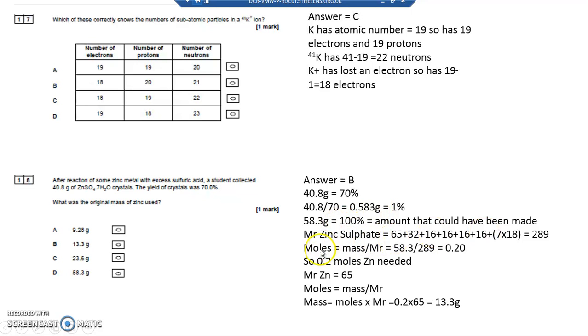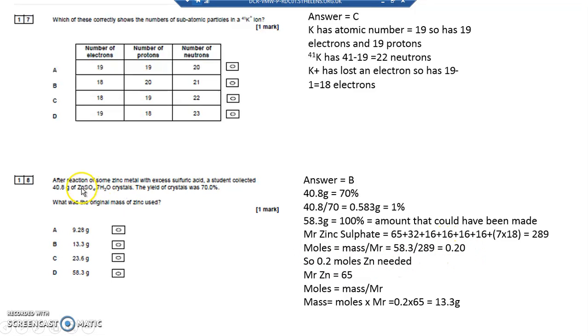I've got the Mr, so moles is mass divided by Mr. So the number of moles is 58.3. That's how much I could have made had I not lost any along the way, divided by 289. I could have made 0.20 moles.